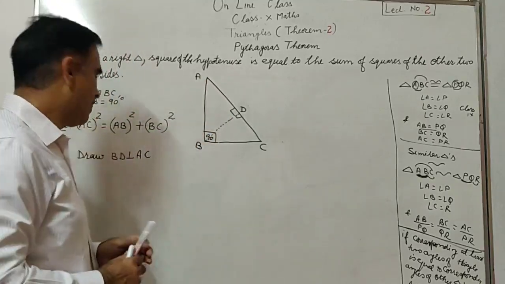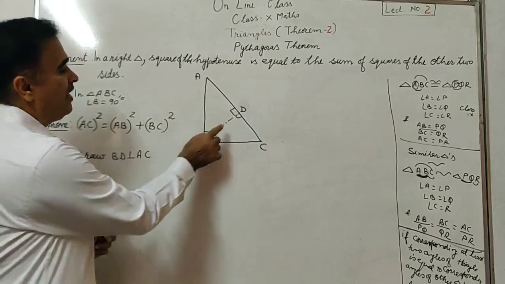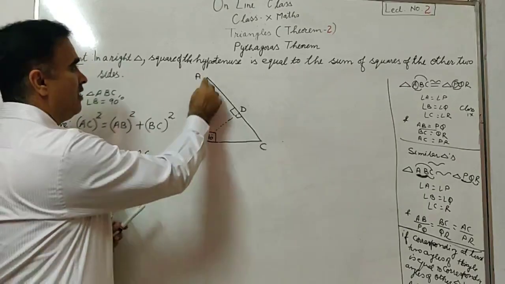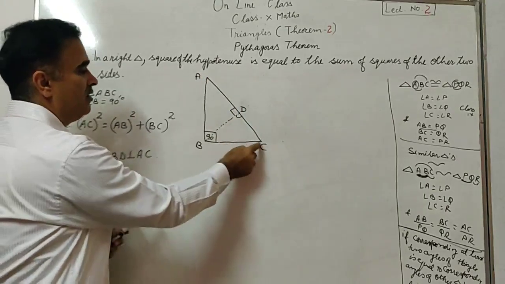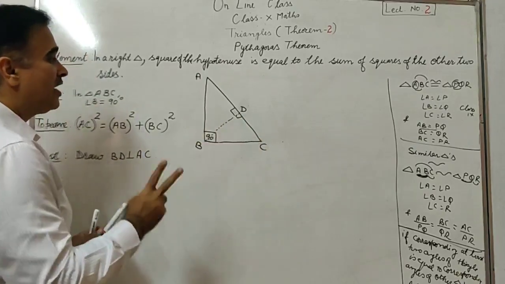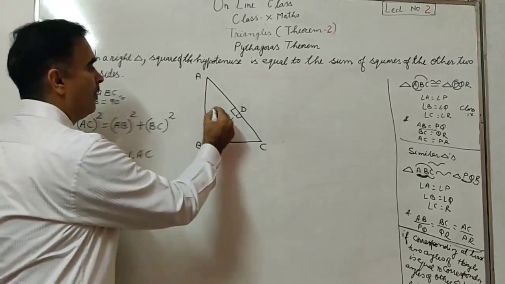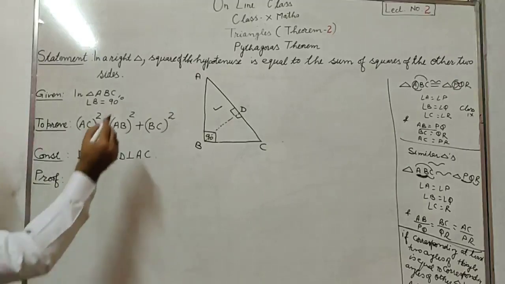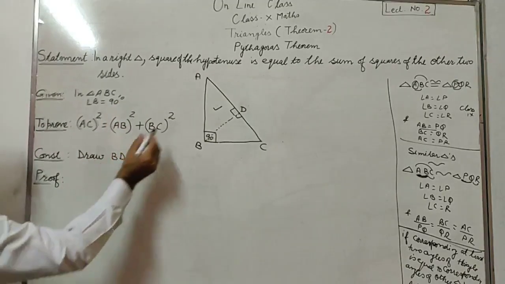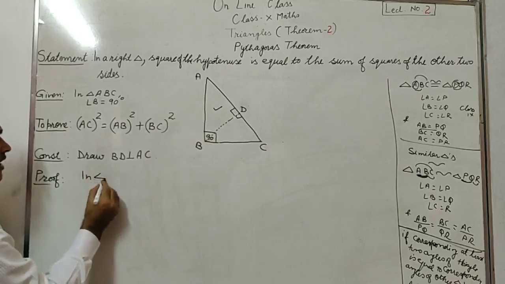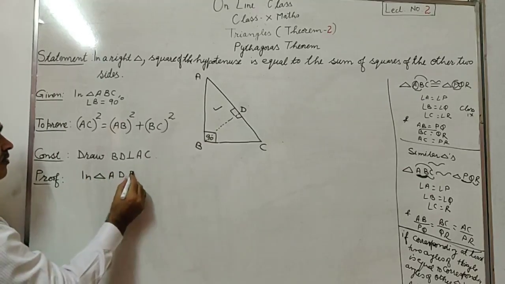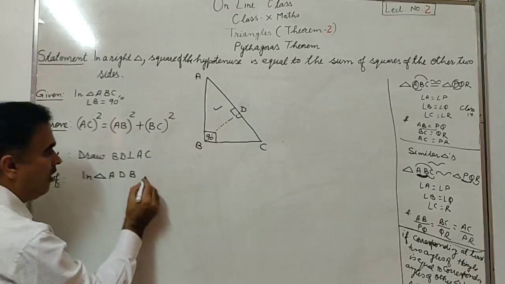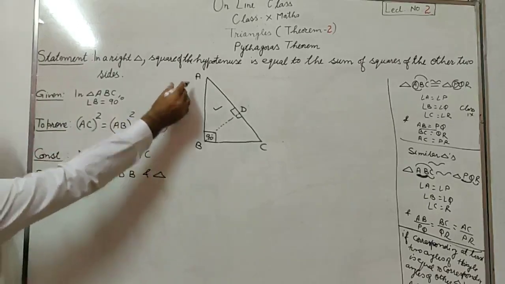Now we are taking this. You see how many triangles are here. First, the big one ABC, second this ADB, third this CDB. Now we are taking two at a time. Now see, my dear students, if we take triangle ADB, the name is very important, ADB, and triangle ABC.